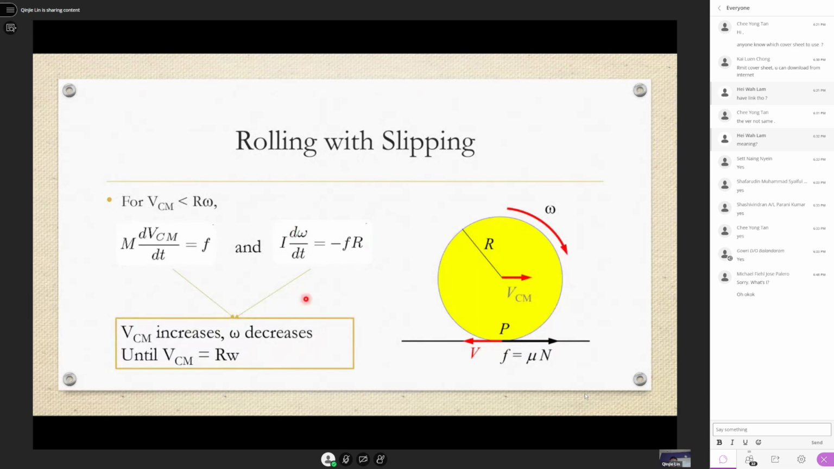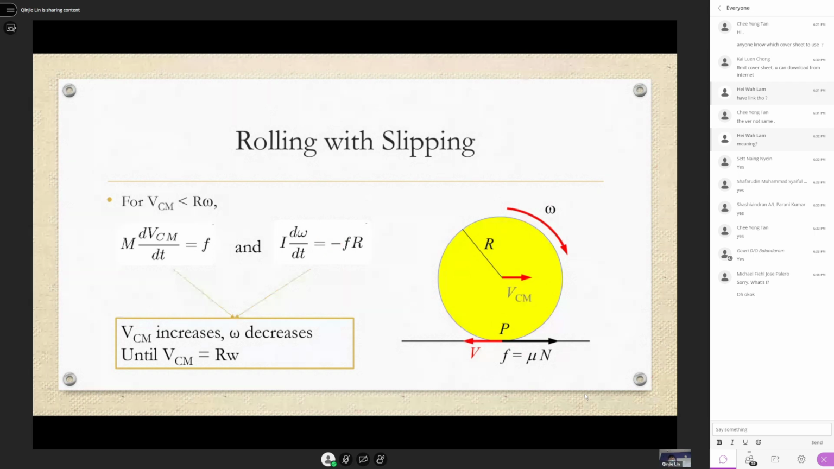And then for the rotation equation, it's I alpha. Alpha is angular acceleration. So I alpha equals your torque, and in this case, the torque will be minus FR. It's rotating clockwise, but the torque coming from this friction force F is in the opposite direction from the rotation. This friction force will give a counterclockwise torque. That's why there's a negative sign here.